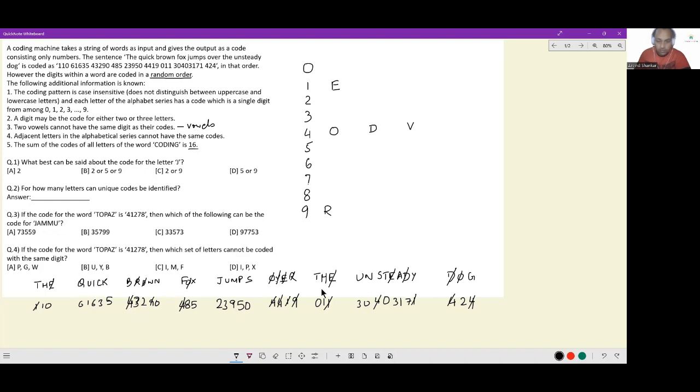The quick brown fox jumps over the unsteady dog. Also, G has to be the digit 2. Next thing I see.